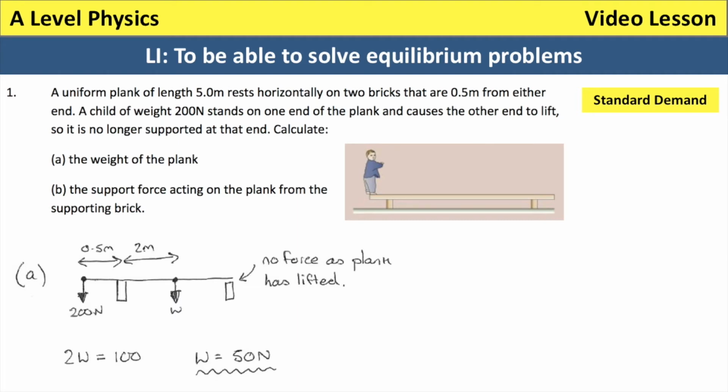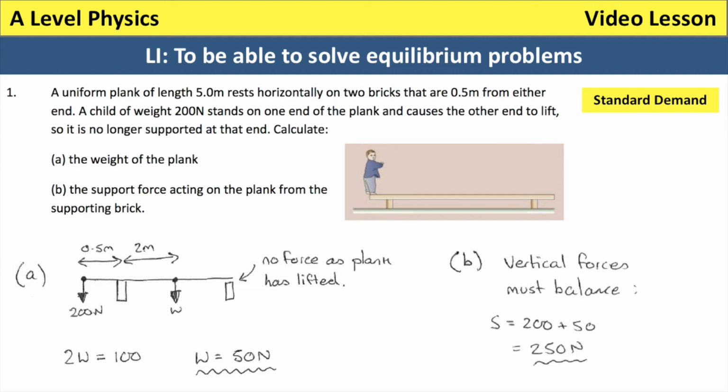We're then asked to work out the support force acting on the plank from the supporting brick. Well, to do this, we can just consider the equilibrium of forces. The vertical forces have to balance out. So going downwards, we have 200 newtons and 50 newtons from the weight. So the force that the support is putting on the plank of wood has to be 250 newtons in the opposite direction.